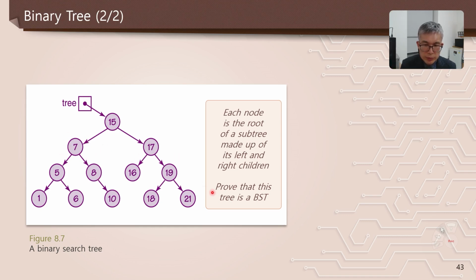Prove that this tree is a BST, binary search tree. The property is that the left subtree values are less than this parent, right? So we can see this whole value is less than this one. On the other hand, the right subtree is at least this root value. So this satisfies the property of a binary search tree.